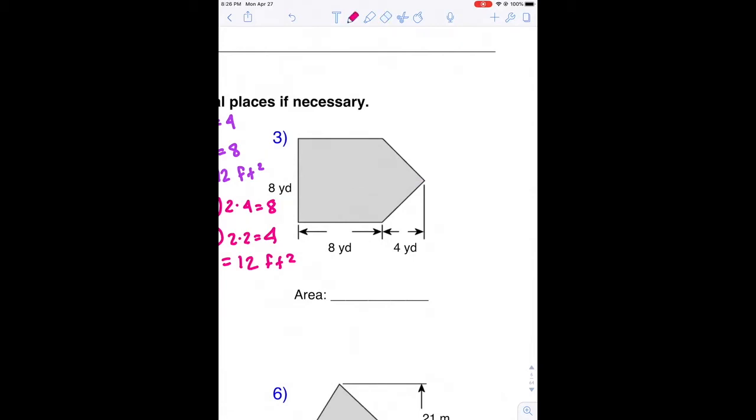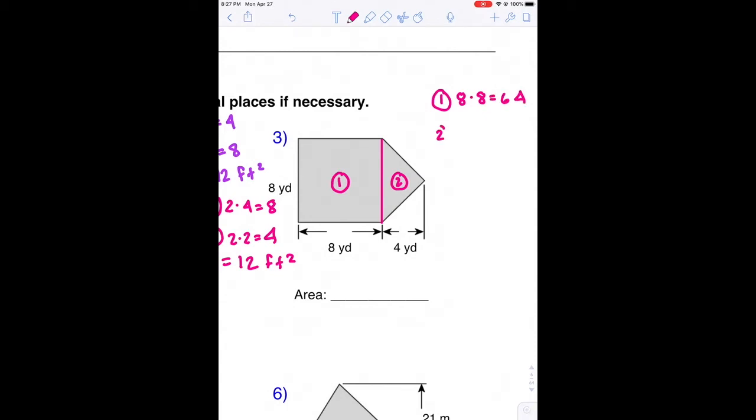What if I draw the line here instead? Then I'll have my shape 1 and my shape 2. I think that's going to work. Shape 1 is our rectangle or square, so that's not as difficult. So that's going to be 8 by 8, and that's 64.